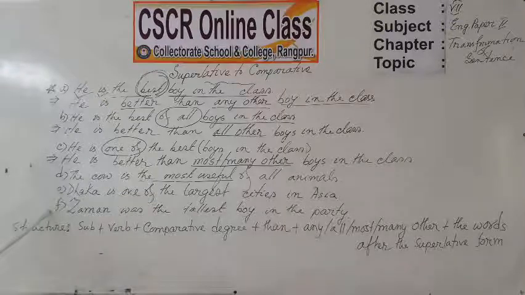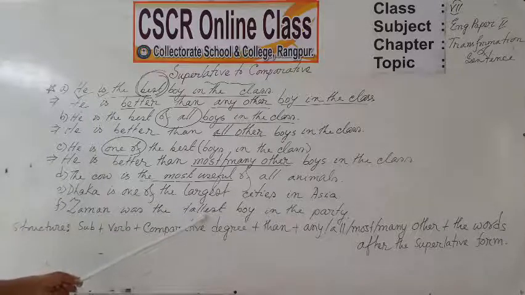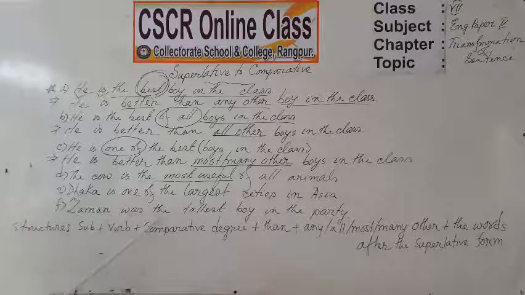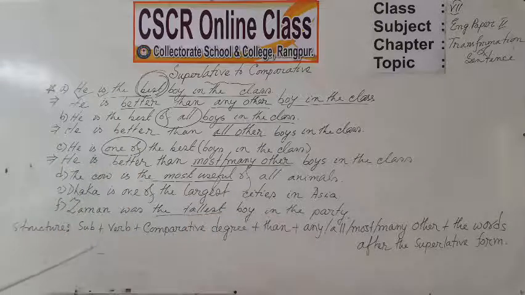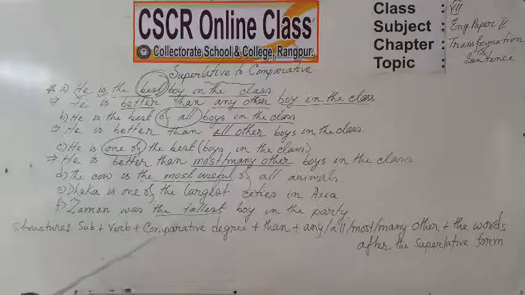Look at F again. Jaman was the tallest boy in the party. Yes, dear students, this sentence has no of all or one of. So, turn it into a comparative one as in A. Same subject Jaman, same verb was, Jaman was. Then write the comparative form taller, then than. Jaman was taller than. Yes, then what will you write? Any other, all other, most other, or many other? Yes, as the structure is the plus superlative, you will write any other. Then the words after the superlative form, boy in the party. So the answer will be Jaman was taller than any other boy in the party.